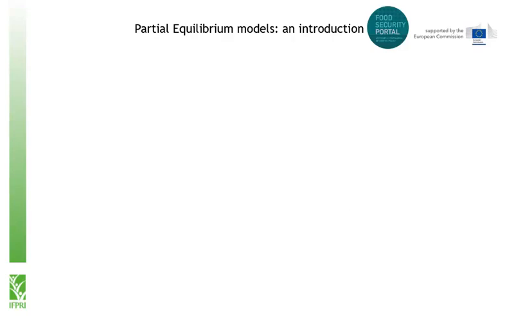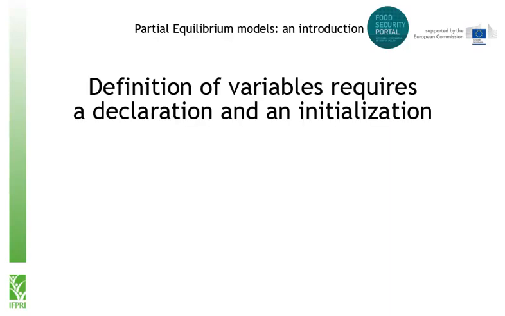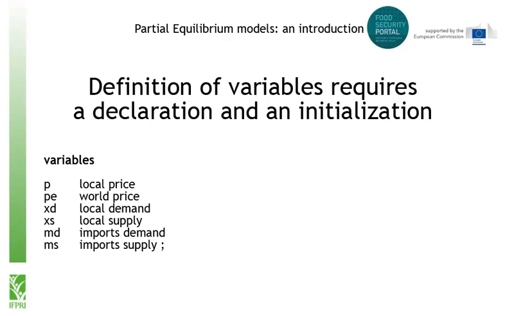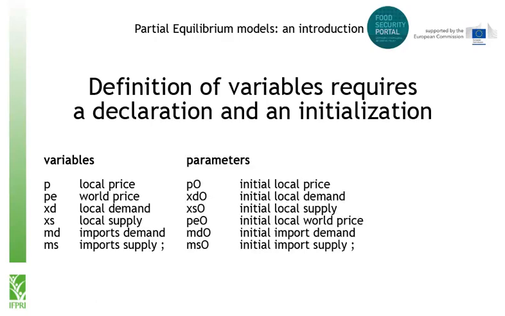Concerning the variables, this stage requires declarations and an initialization. I'm trying to explain this point. Here you've got 6 endogenous variables, which are P, PE, XD, XS, MD, and MS. These are the variables, and they are declared with the instruction variables. Very simple. Do not forget that it has to finish with a semicolon.